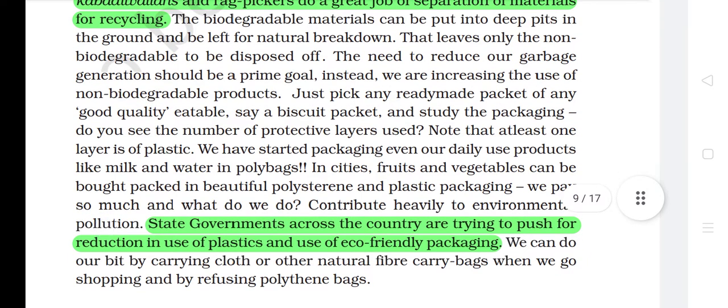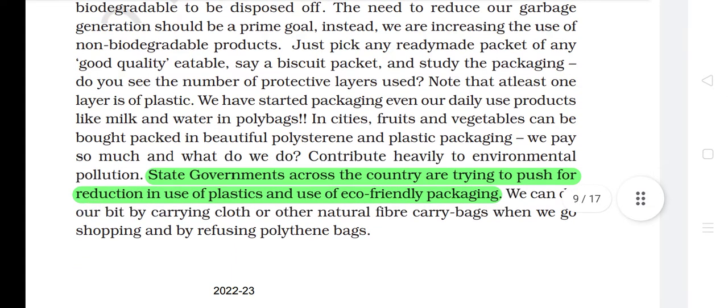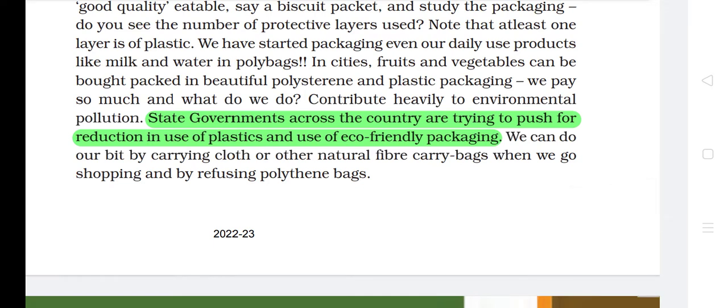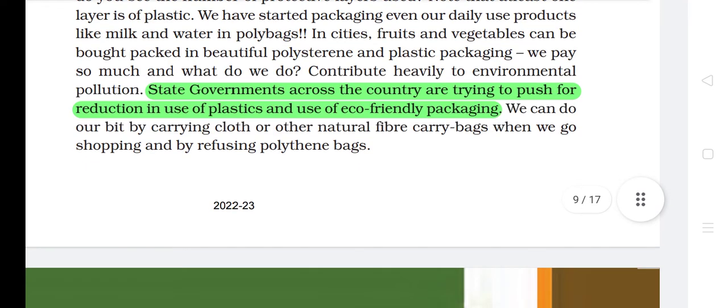The need to reduce our garbage generation should be a prime goal. Instead, we are increasing the use of non-biodegradable products. Just pick any ready-made packet of any good quality eatable, say a biscuit packet, and study the packaging. Do you see the number of protective layers used? Note that at least one layer is of plastic. We have started packaging even our daily use products like milk and water in poly bags. In cities, fruits and vegetables can be bought packed in beautiful polystyrene and plastic packaging. We pay so much and what do we do? Contribute heavily to environmental pollution.